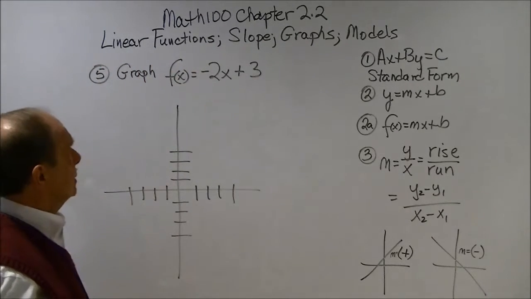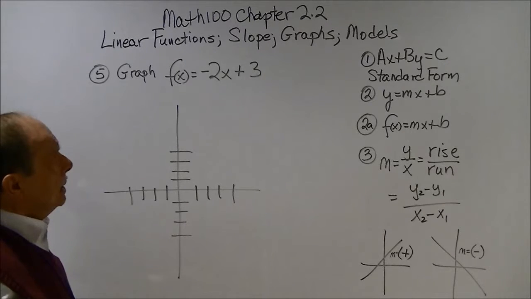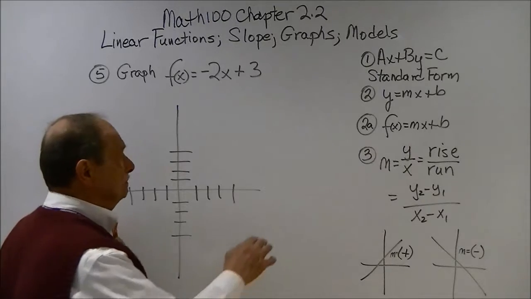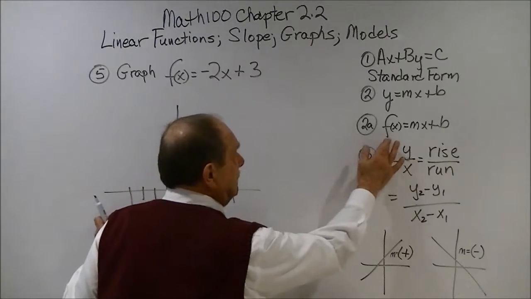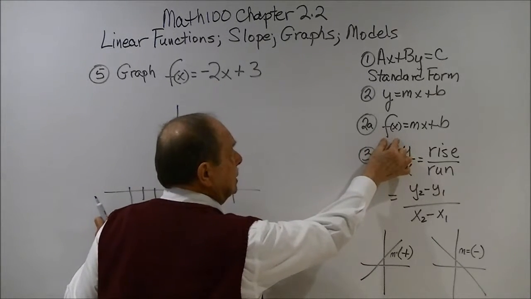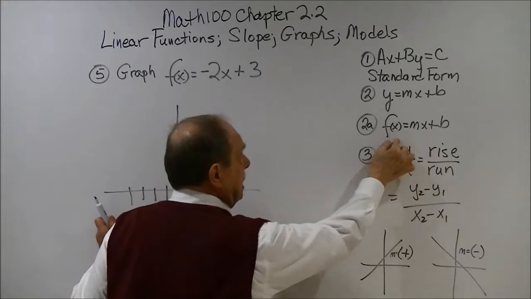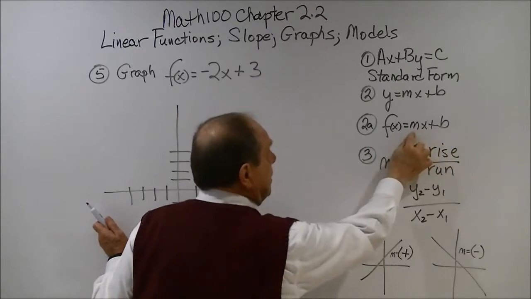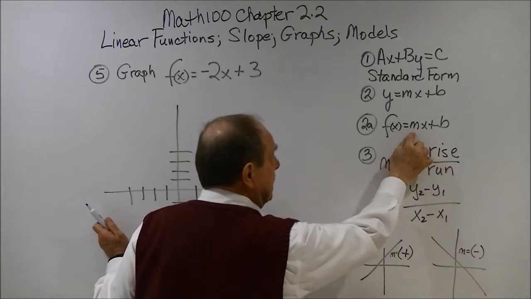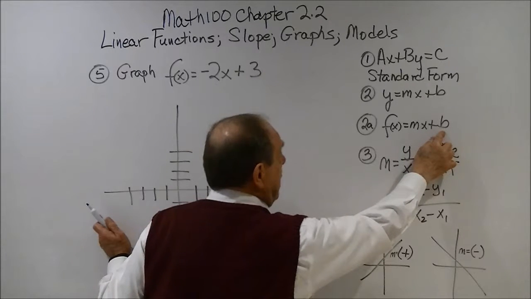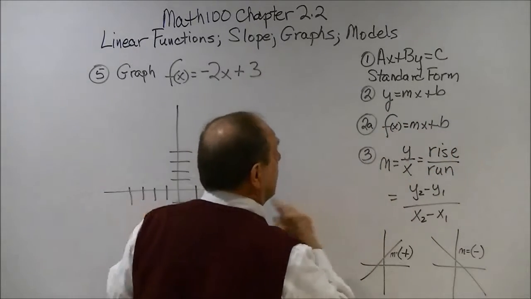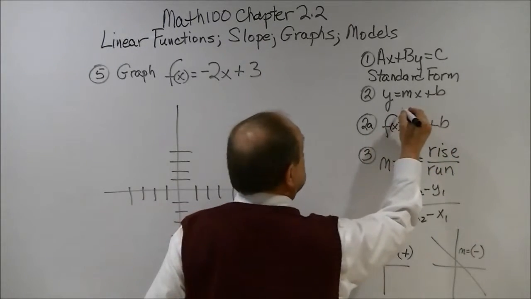Linear functions. Linear functions are designated by the formula f of x, which is your function notation, equals mx plus b. And you recall that m is the slope and b is your y-intercept. This would be in slope-intercept form. I should write it there.